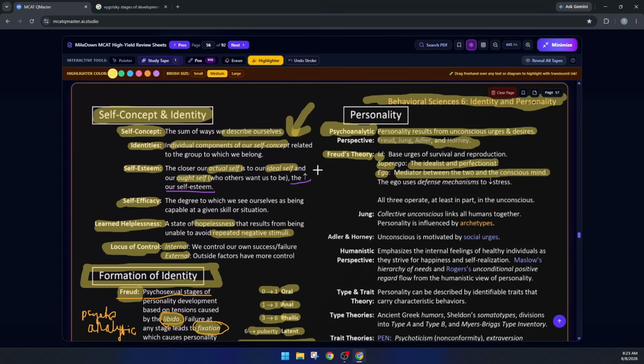But your id is like telling you, I want to do this right away. Instant gratification, right? It's not really thinking long term for you. It's just thinking about what's best for you in the moment. Like, oh, this is gonna feel great. I'm gonna do that. That's your id.